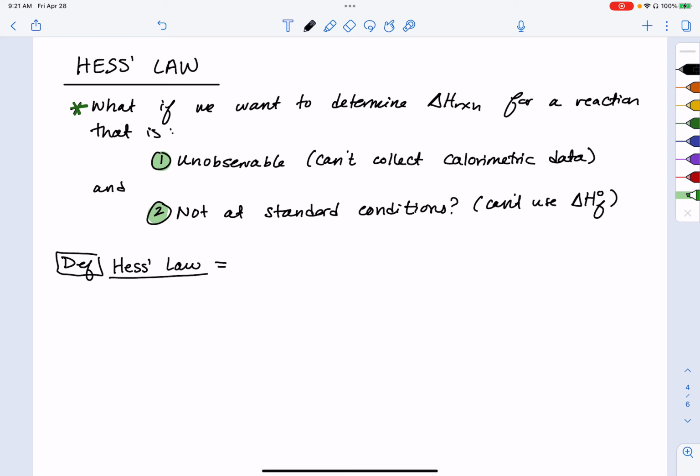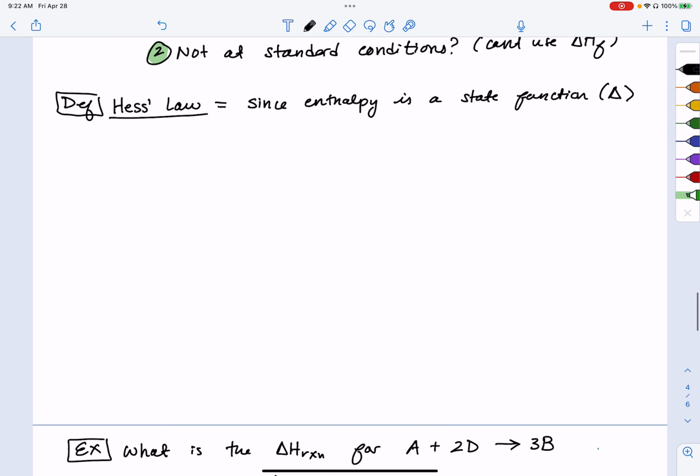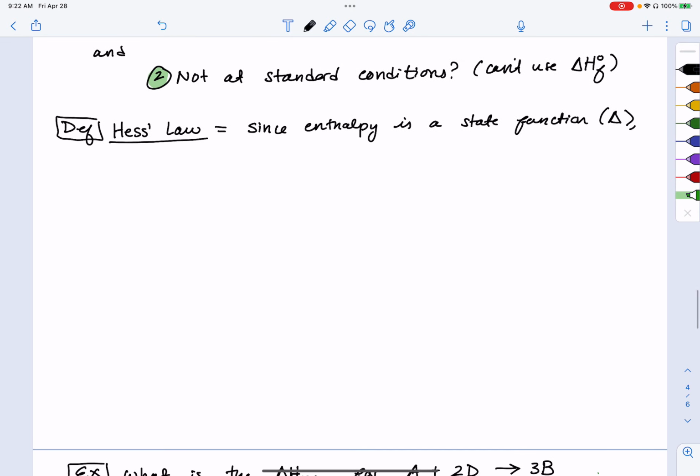Now, all that Hess's law really is, is the manifestation of enthalpy being a state function. So Hess's law states that since enthalpy is a state function, meaning we only care about initial and final states and not how we got from our initial state to our final state.